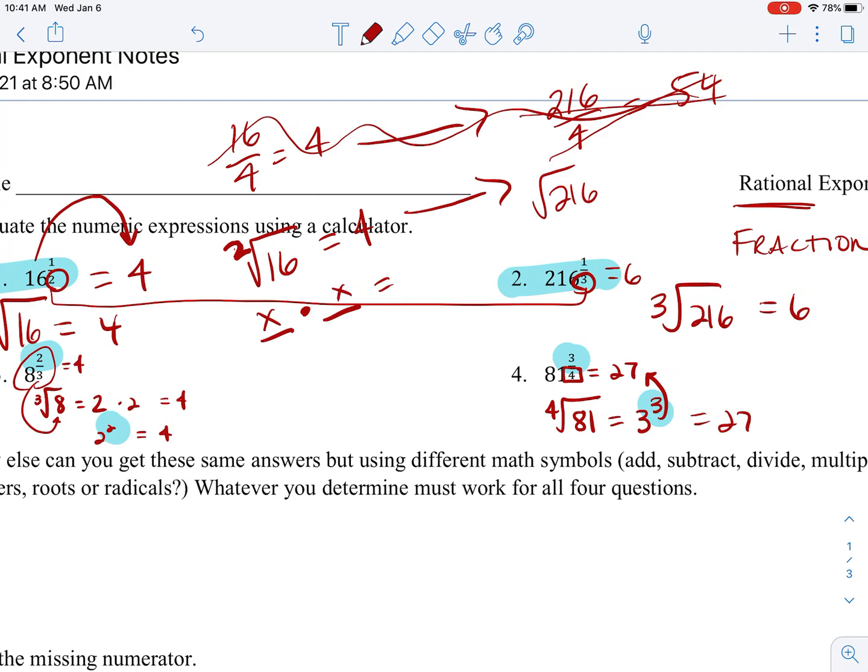Okay, so essentially, we can get these same answers that the calculator is telling us. So yes, we can type in 8 to the 2/3 and it's going to tell us what it is, but we could also get it by roots and by powers.